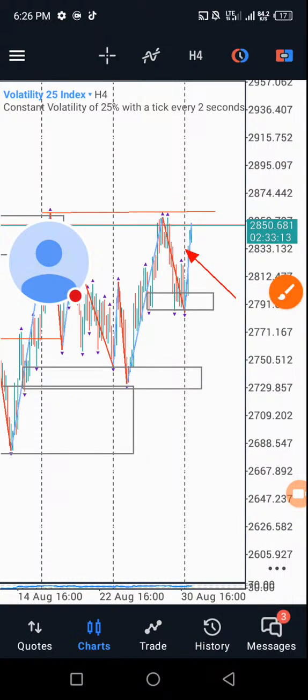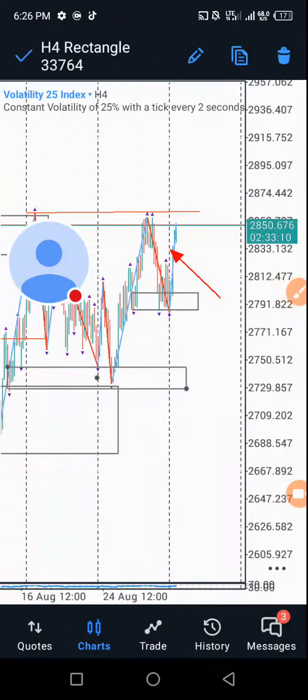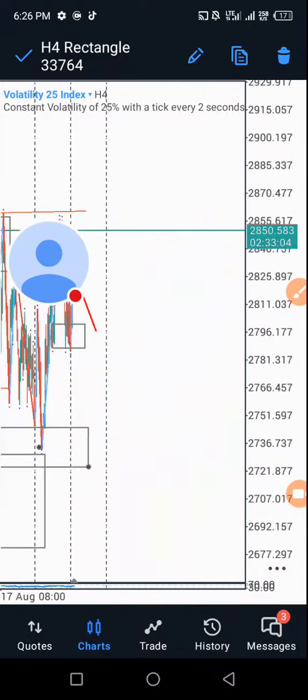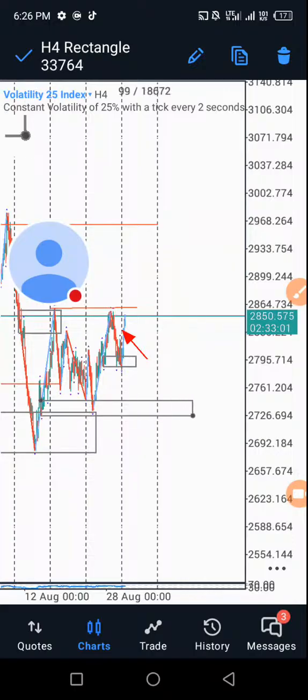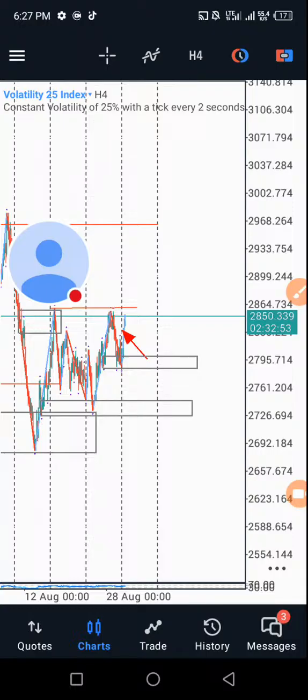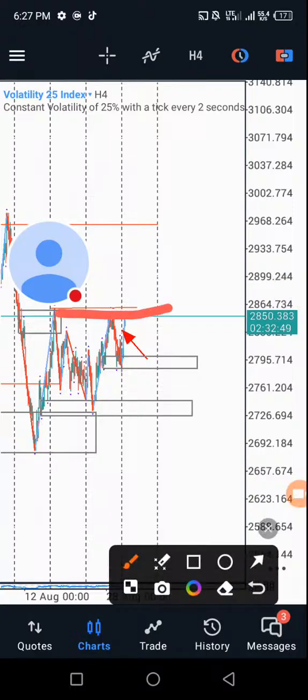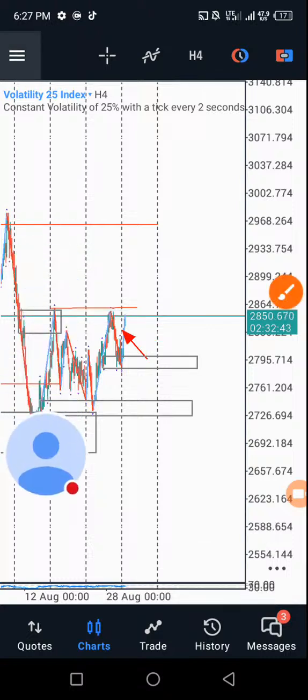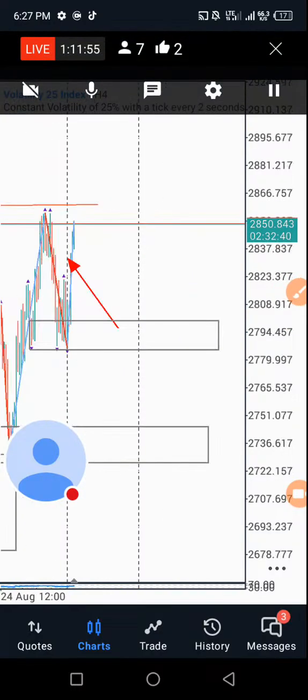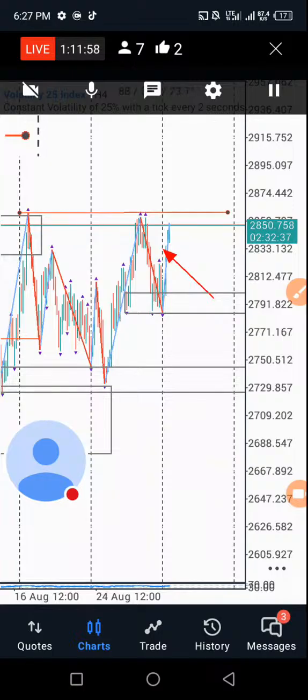So whatever happens, I want us to keep an eye on these two places here, here and here. So if price breaks out now, we'll wait for price to give us a retracement. So we'll just wait for the breakout here.